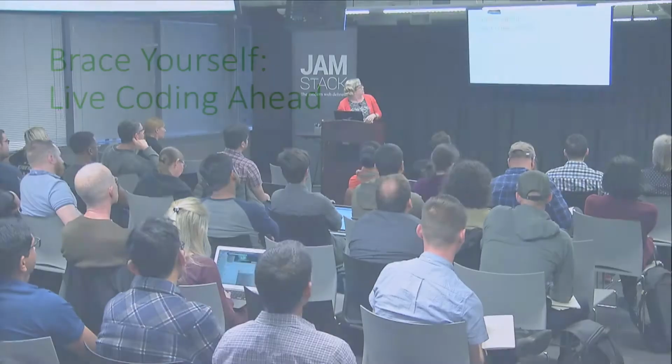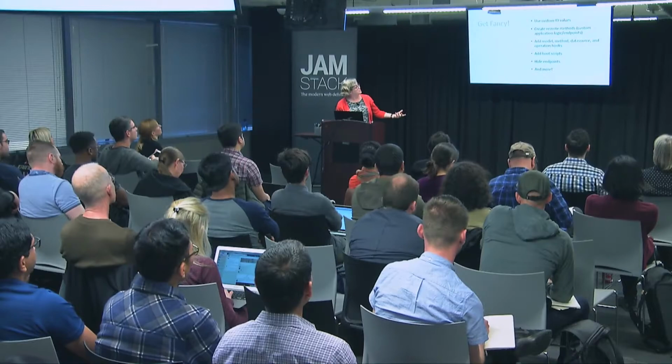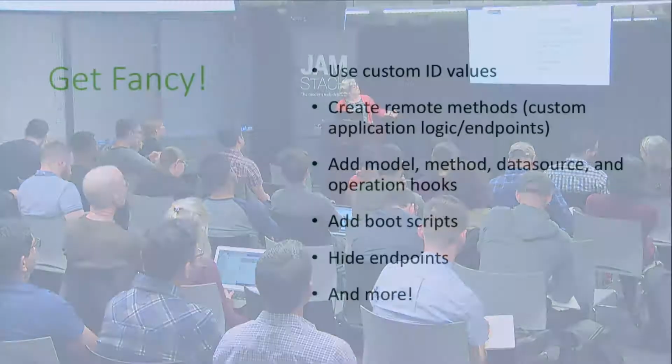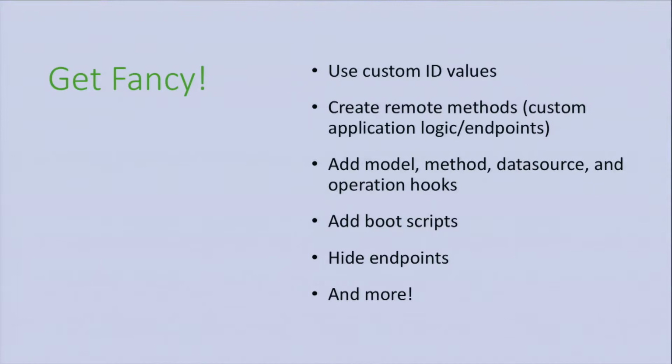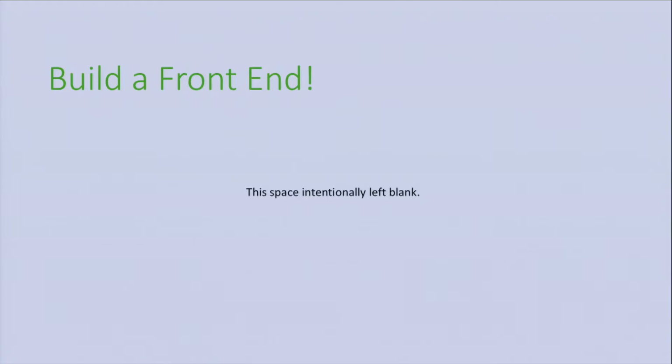Okay, so you can use custom ID values. You can create remote methods. There are lots of hooks. You can add boot scripts, so when your application actually fires up, loads up for the first time, you can add logic there, hiding endpoints, and more. And then, of course, once you have your API, you can build a front end, and you all know that already, so this is blank. I'm not going to build any front ends.